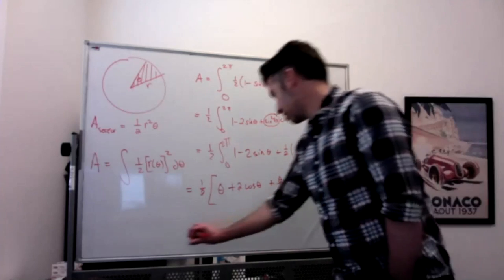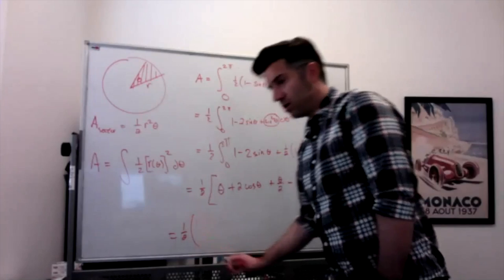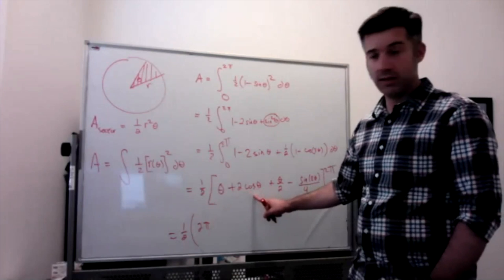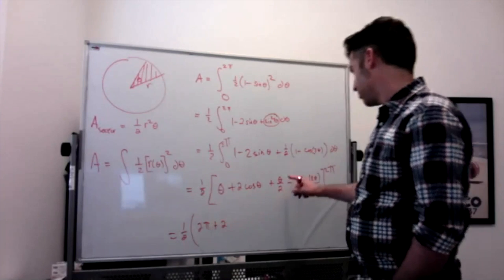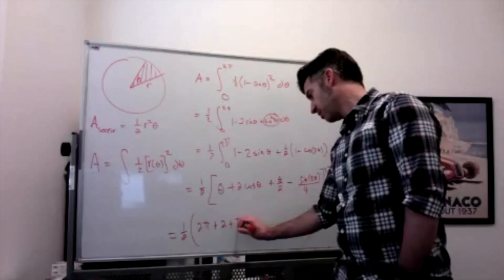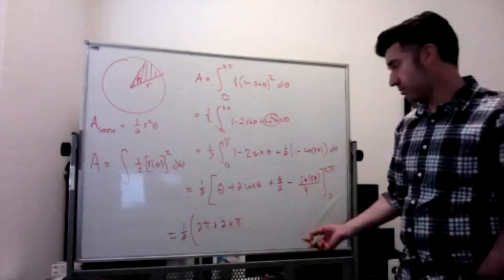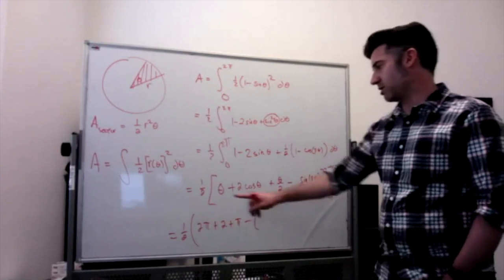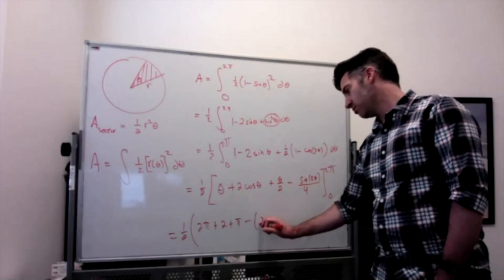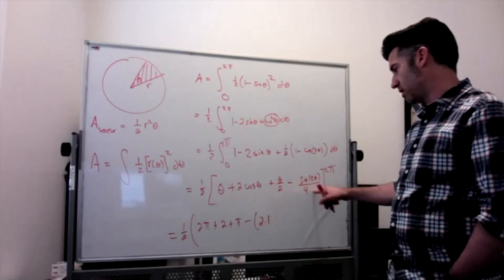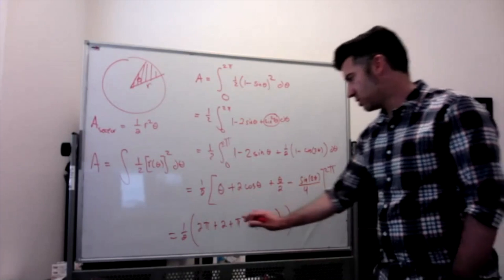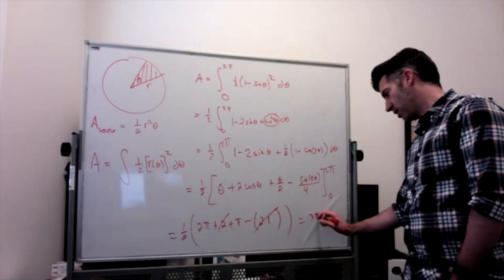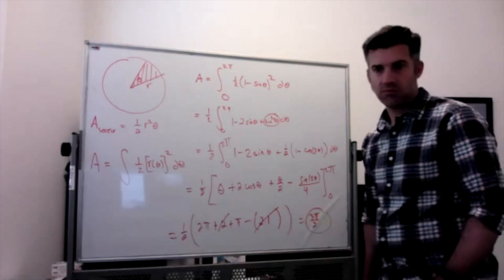So let's see what happens. You plug in 2 pi, you get 2 pi. Cosine of 2 pi is 1, so you get 2 times 1. 2 pi divided by 2 is pi. Sine of 4 pi is 0. Minus, plug in 0 and you get 0, cosine of 0 is 1, sine of 0 is 0. The 2 and the minus 2 cancel out, so you get 1/2 of 3 pi, so you get 3 pi over 2. Interesting.